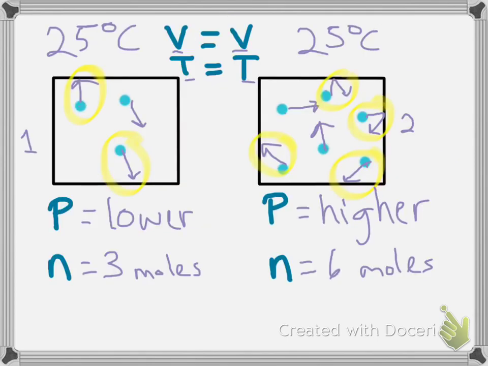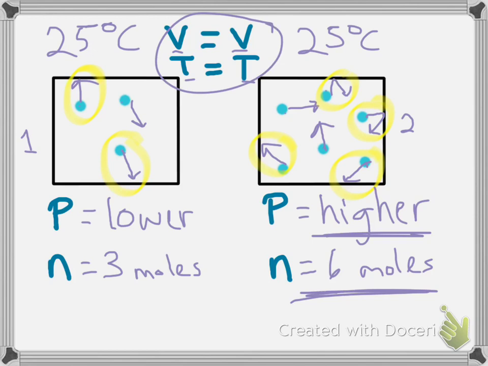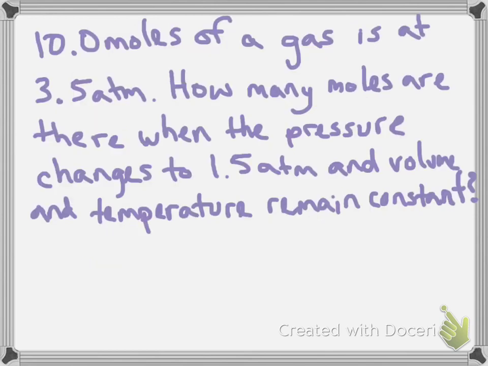So just to recap, more moles equals more pressure. Those are a direct relationship. The more moles you have, the higher the pressure, if you have constant volume and temperature. So the example says 10 moles of a gas is at 3.5 atm. How many moles are there when the pressure changes to 1.5 atm and the volume and temperature remain constant? So remain constant means doesn't change, so we don't really care about the volume and temperature. They are not changing.